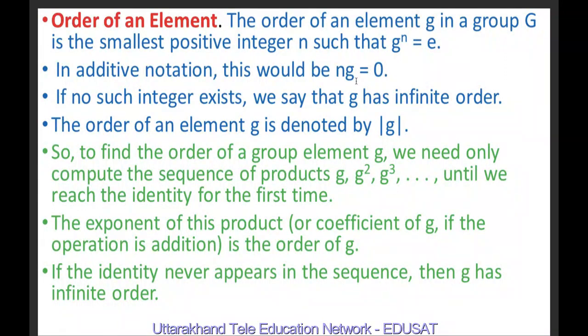See, in case of addition, we find the coefficient of g, and in case of other operations, we see the exponent of g. This is the order of g, and these products are carried out according to the operations given in the group. If the identity never appears in the sequence, then g has infinite order.